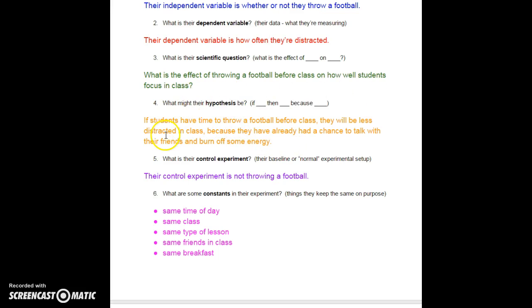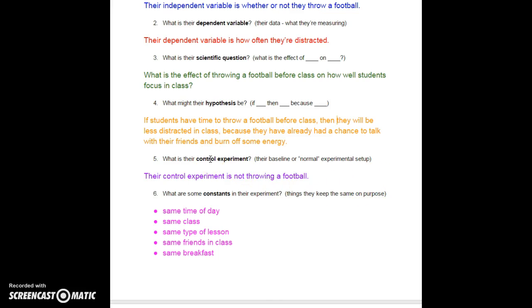Their hypothesis, if then because. If students have time to throw a football before class, then they will be less distracted in class because they've already had a chance to talk with their friends and burn off some energy. Okay, the because part is not as specific as the other parts. It's really whatever you think would cause that situation to take place.